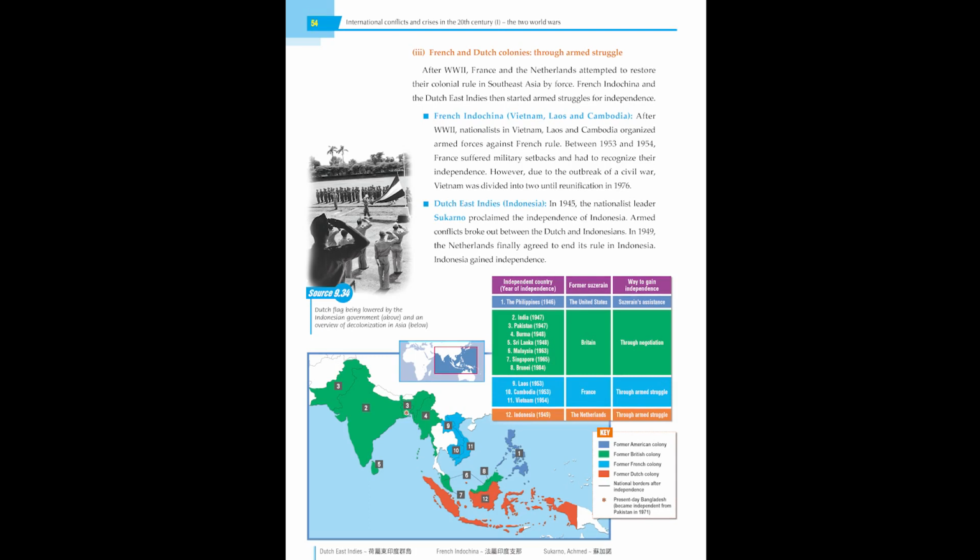Dutch East Indies, Indonesia. In 1945, the nationalist leader Sukarno proclaimed the independence of Indonesia. Armed conflicts broke out between the Dutch and the Indonesians. In 1949, the Netherlands finally agreed to end its rule in Indonesia. In 1950, Indonesia formally gained independence. Look at the source 9.34. Dutch flag being lowered by the Indonesian government above, and an overview of decolonization in Asia below.